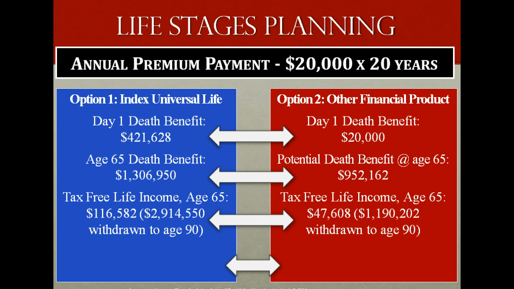On the Indexed Universal Life product, the gentleman is able to draw an income tax-free stream of income of $116,582 a year. From age 65 to age 90, that would equate to $2,914,550 of income tax-free retirement income during those years.